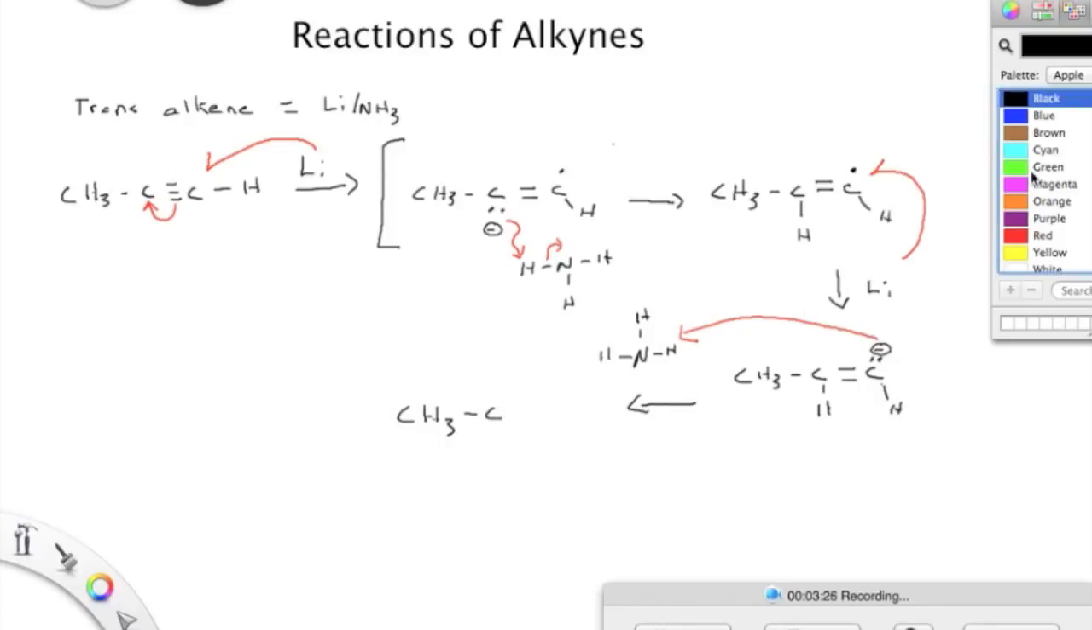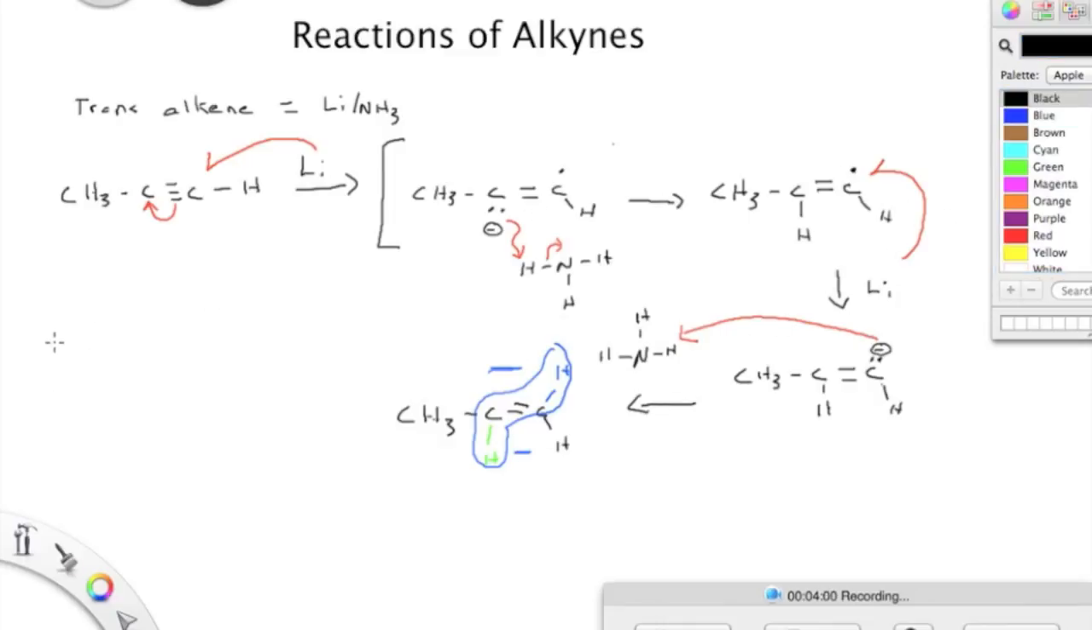And I'm going to draw this one in green. These are the two hydrogens now that we've added to this. This one blue. And so notice that these guys are on opposite sides of our double bond. Right? This one is up, and then this one over here is down.